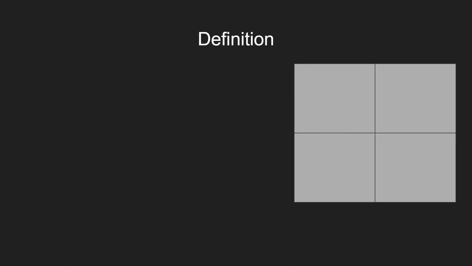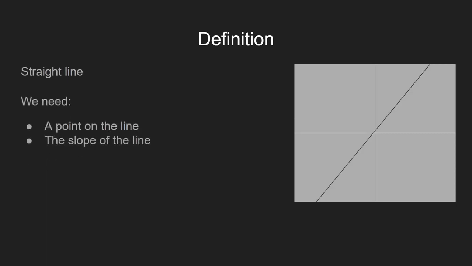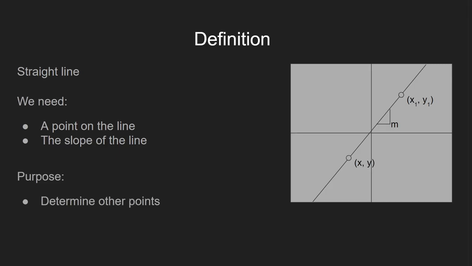The point-slope form of an equation describes a straight line. The equation can be used when we know a point somewhere on that line, as well as the slope of the line. Its main purpose is to determine other points that exist on the line. Simply put, it's a tool to use what we know about a straight line to find those other points.